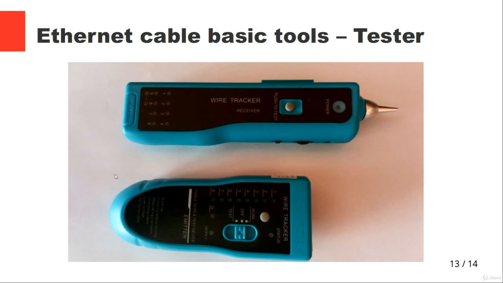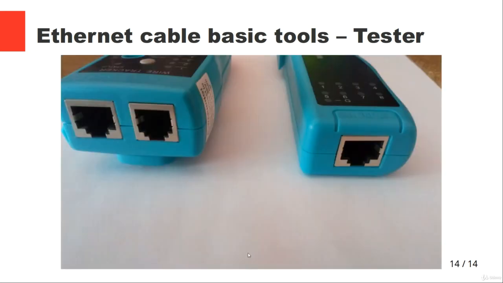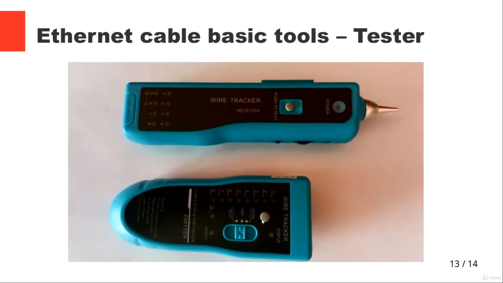One of them is the receiver and one is the sender, and we can have a look on the side of that. See, there's the sender, the receiver. You just plug your cable there and there, and you set it for test, and we'll start testing wire by wire.